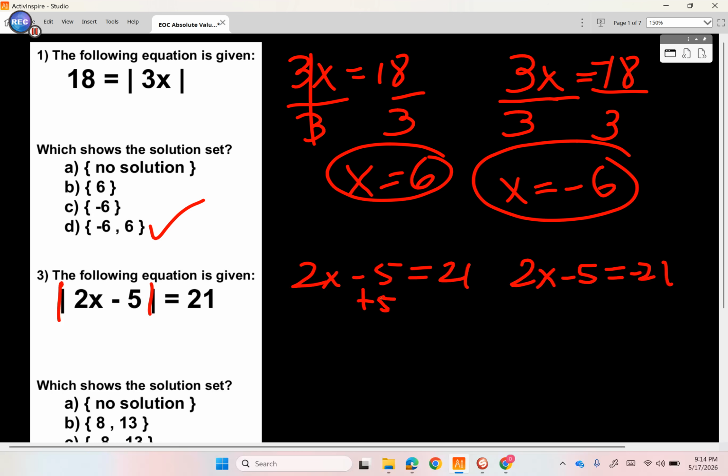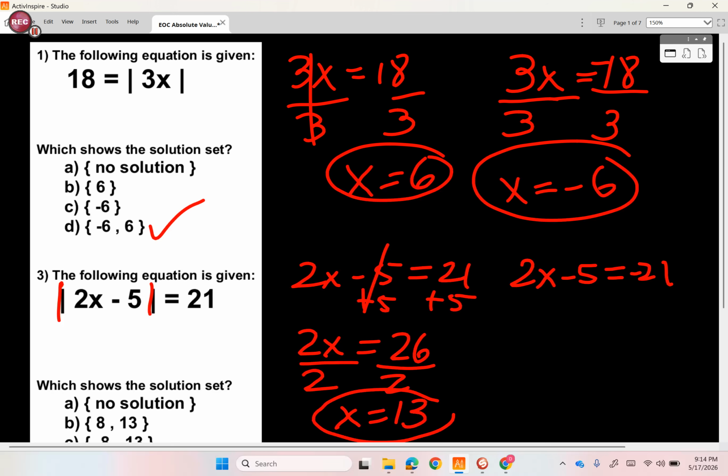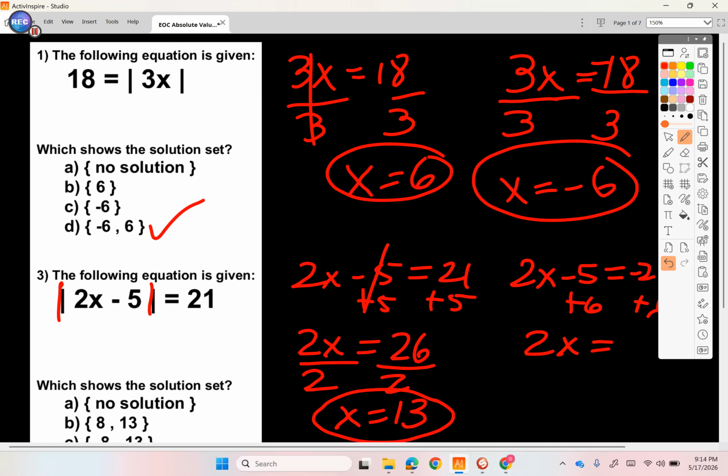So plus 5 on both sides first, bring down 2x equals 26. Now divide by 2 on both sides and we get the first value for x. X equals 13 positive there. Same steps on this side, add 5, but your value is going to be different because you get a different result. I'm supposed to add 5 to both sides.